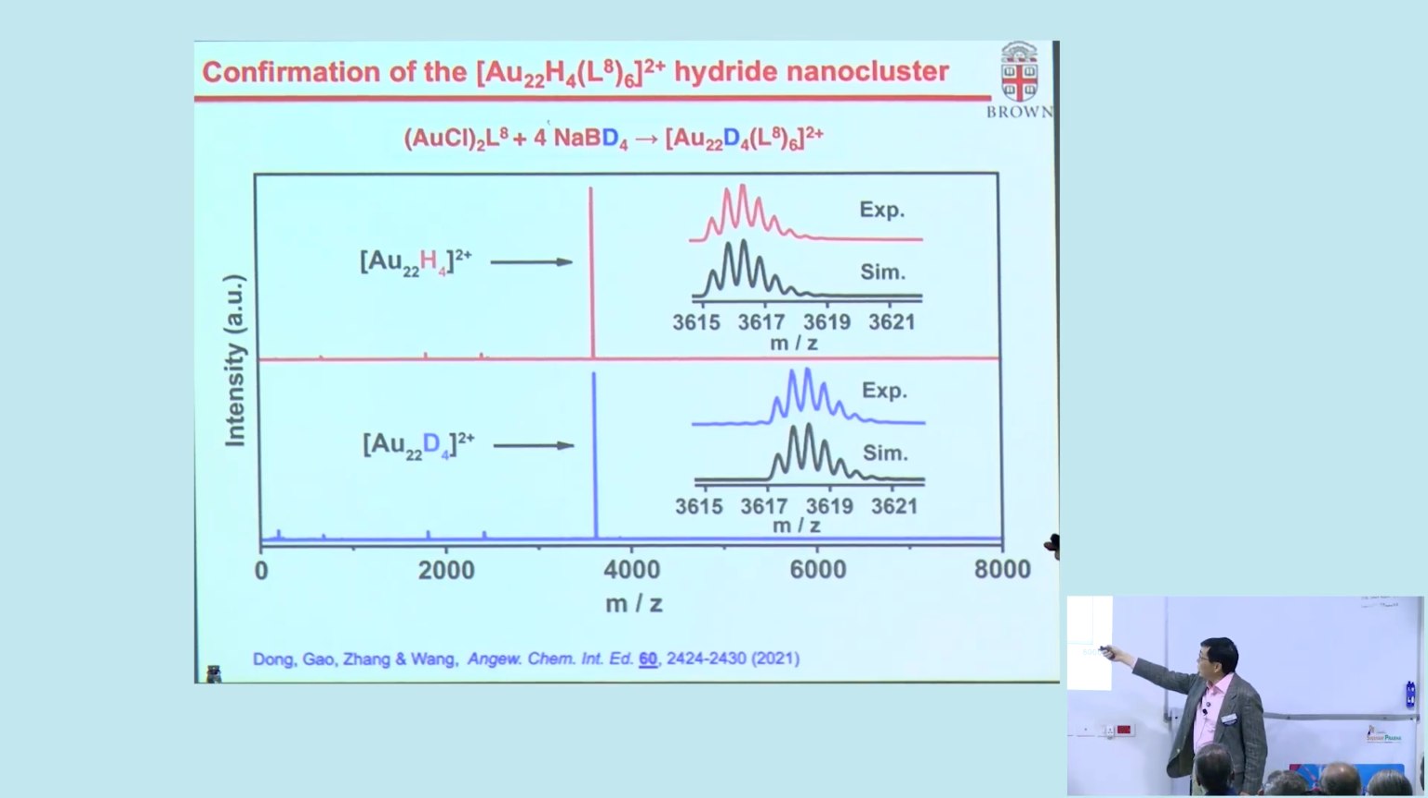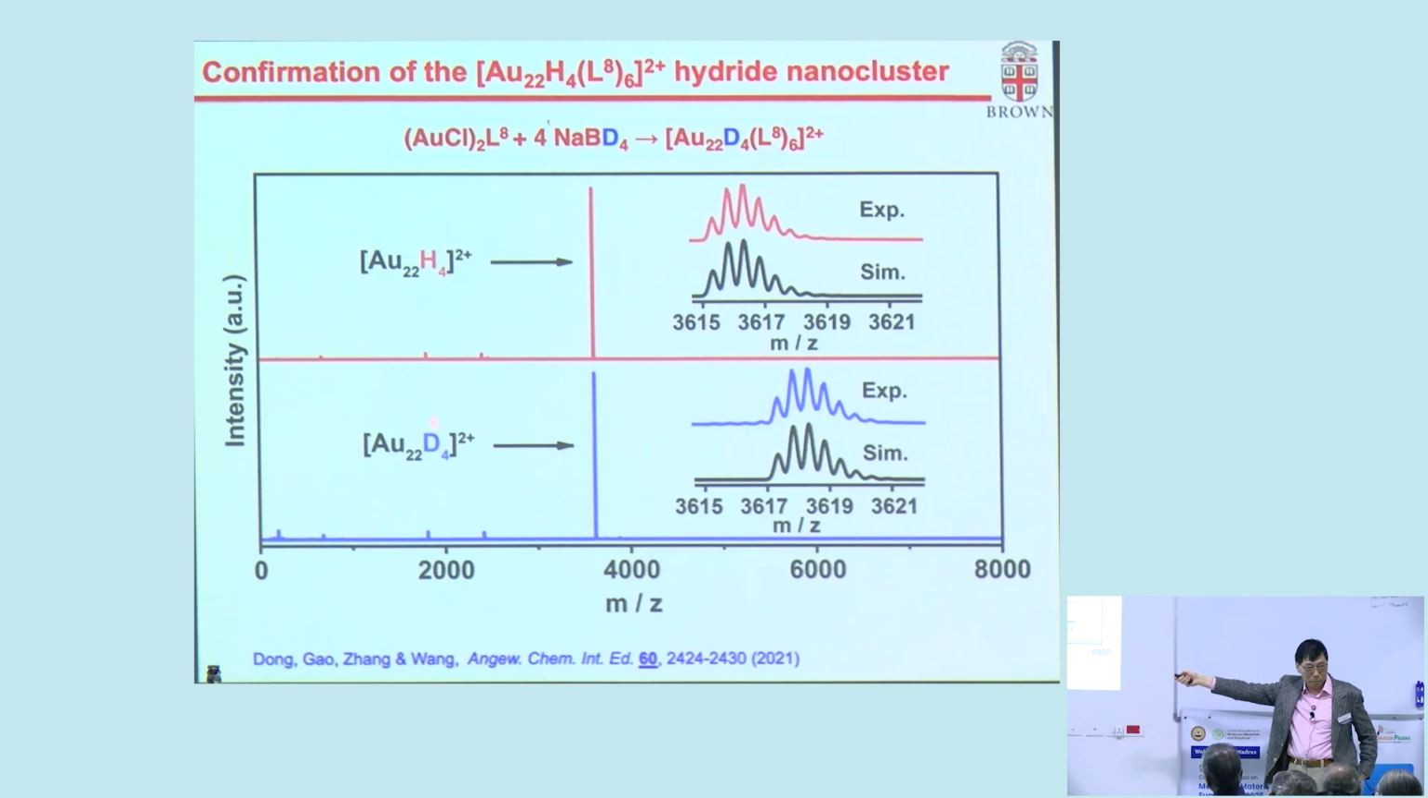Of course, now to prove that, we said, okay, let's deuterate it, right? If we start with BD4 as the reducing agent, indeed, we were able to make the deuterated version. So now we actually know this is a hydride.